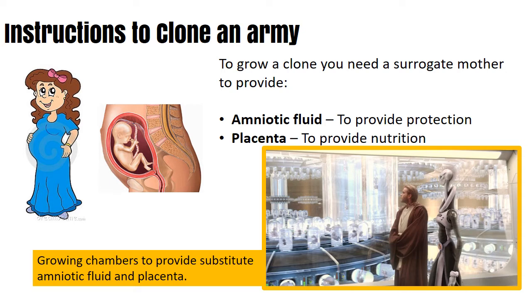So in your clone army, you know all of the method to make a clone, but you're going to have to think how you're artificially going to recreate this environment. I mean, you could have millions of mums all waddling around. That's absolutely fine if that's what you choose. But most of the films in Star Wars do use these sort of pod things, like in the Matrix, growing chambers. So you need to find a way of, in your pod, creating amniotic fluid for protection and a way of providing nutrition for the clone via a sort of placenta.